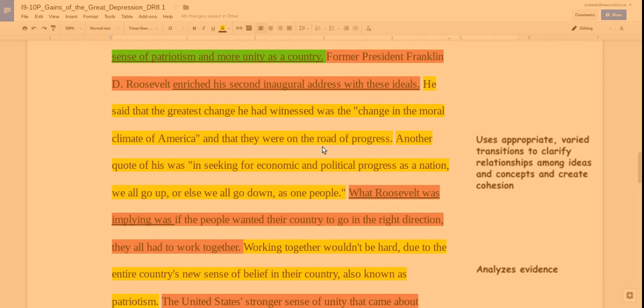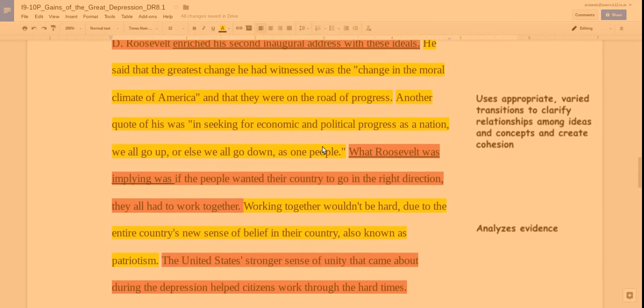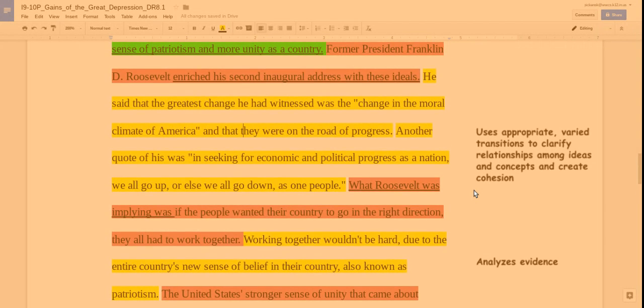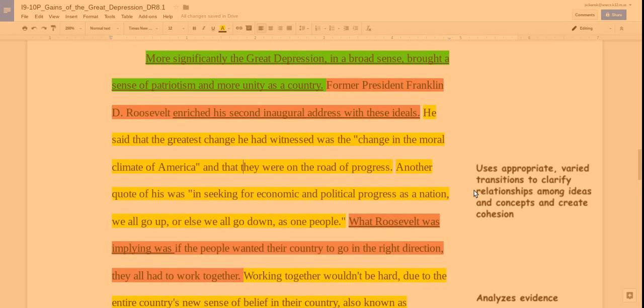And this particular person put two pieces of evidence back to back and then had some more explanation. What Roosevelt was implying was if the people wanted their country to go in the right direction, they all had to work together. Then we have some more evidence. Working together wouldn't be hard due to the entire country's new sense of belief in their country, also known as patriotism. And then some more explanation. The United States' stronger sense of unity that came about during the Depression helped citizens work through the hard times. And so this paragraph really well develops this idea of patriotism and unity as a country.